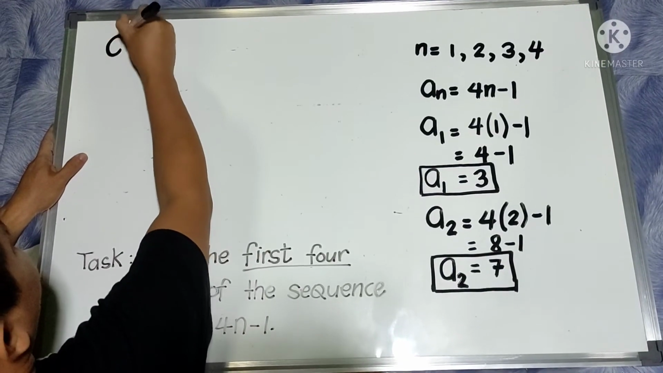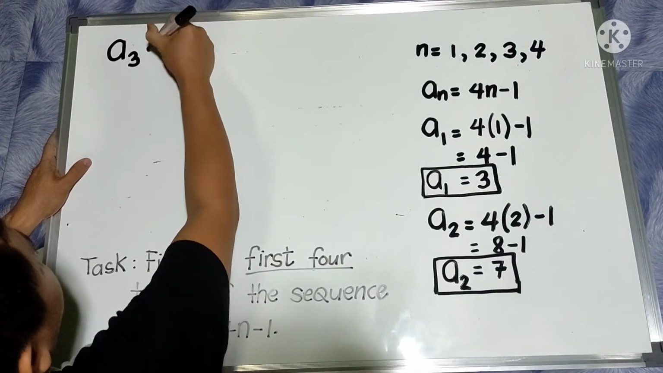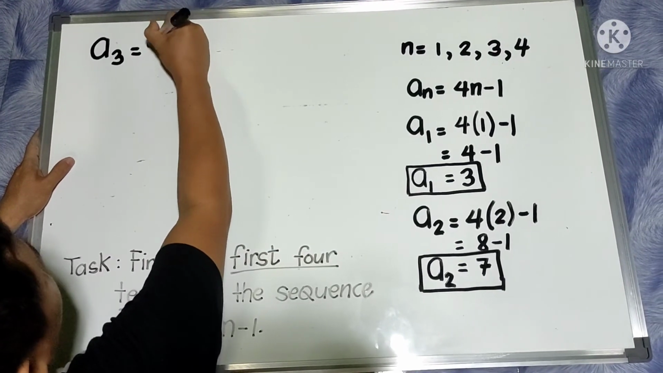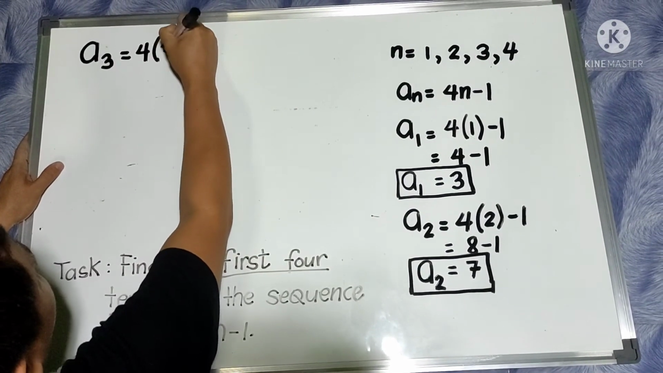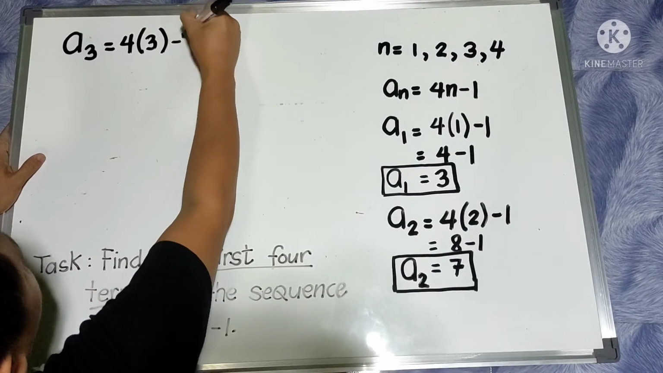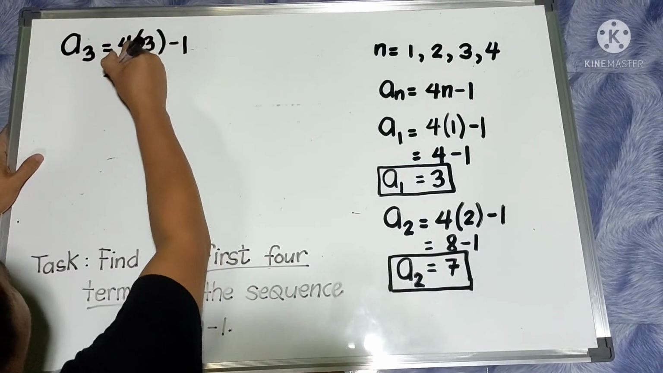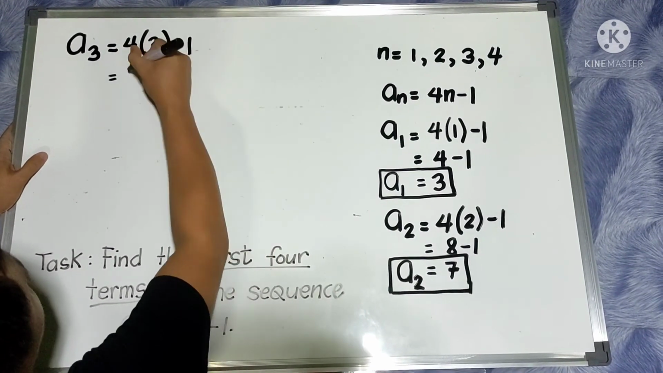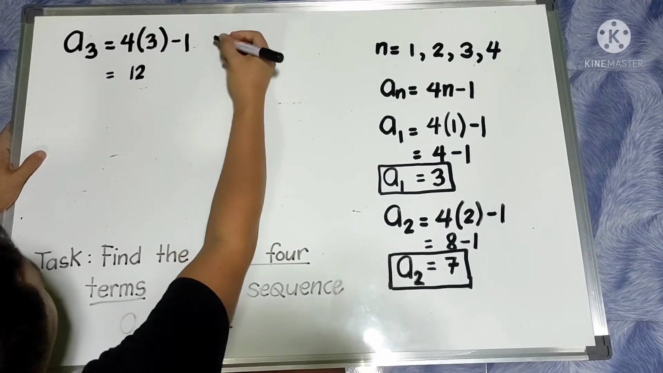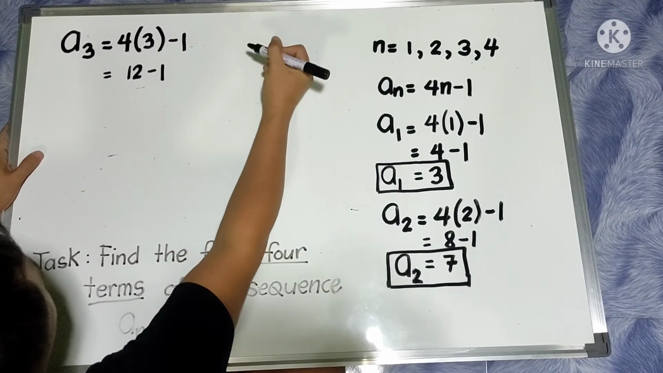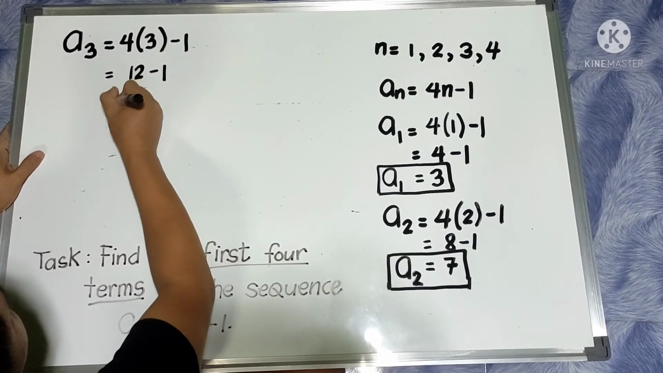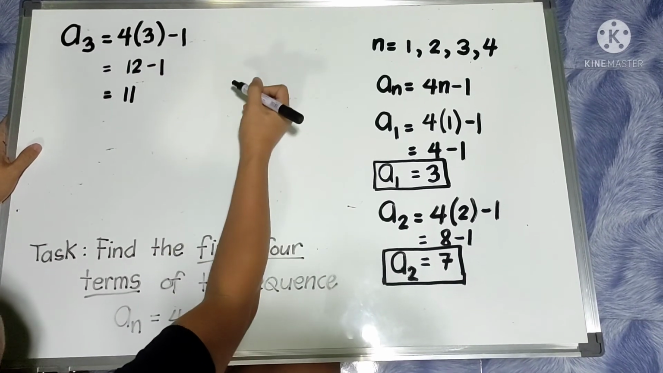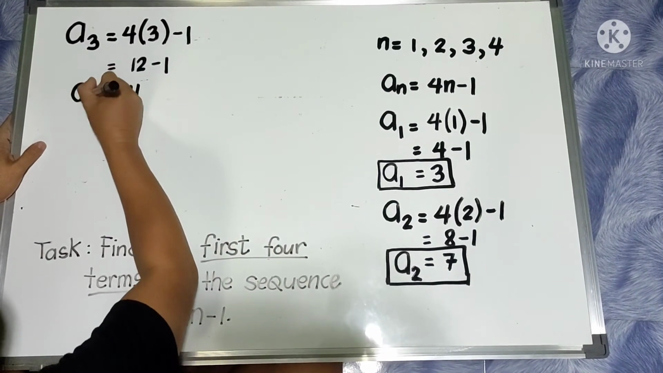Now let's proceed with our a sub 3, that is equal to 4 times 3, then copy, minus 1. Multiply. 4 times 3, that is 12. Copy, minus 1. 12 minus 1 is 11. That is your a sub 3.